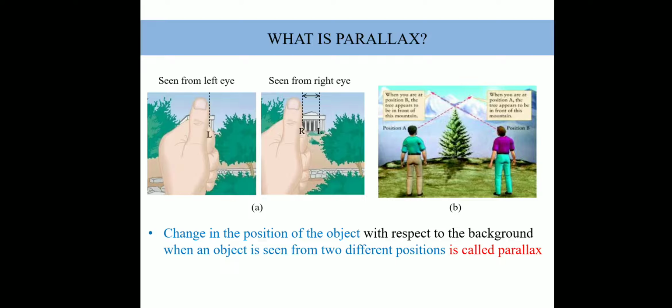Now, as we already know what parallax is, we can use this method. Parallax is nothing but the difference or change in position of an object with respect to the background when seen from two different positions. So now we can use the parallax method to find the position of a distant object, or objects which are very far away from the surface of Earth, for example a star or maybe another planet.